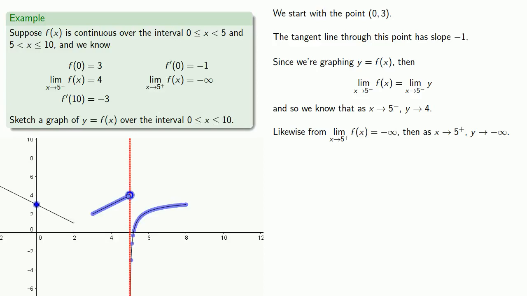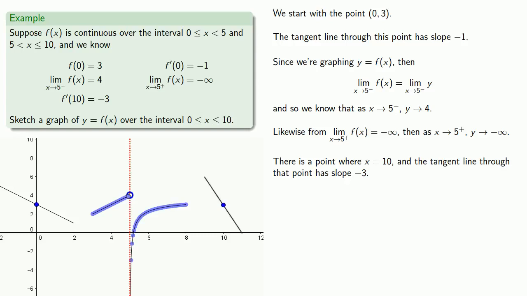And finally, this last bit of information tells us that there is a point where x is equal to 10, and the tangent line through that point has slope negative 3. So again, we don't know exactly where that point is, except that its x value is equal to 10, so we'll put a placeholder point and run a line with slope negative 3.